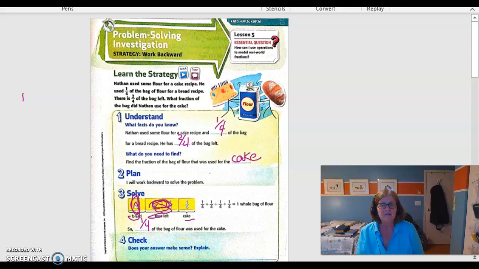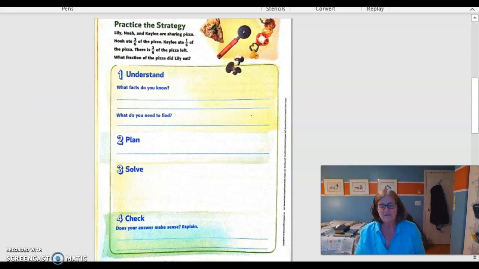All right, let's take a look now at page 588. Page 588 says Lily, Noah, and Kaylee are sharing pizza. Noah ate 2/6 of the pizza. Kaylee ate 1/6 of the pizza. There is 2/6 of the pizza left. What fraction of the pizza did Lily eat? That very last question would come into play right here. What do you need to find? We need to find what fraction Lily ate.